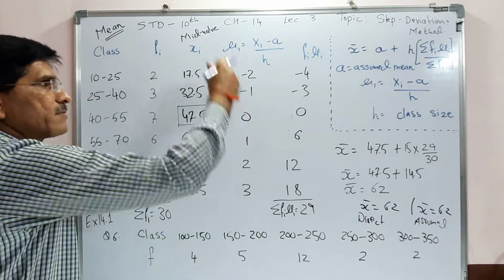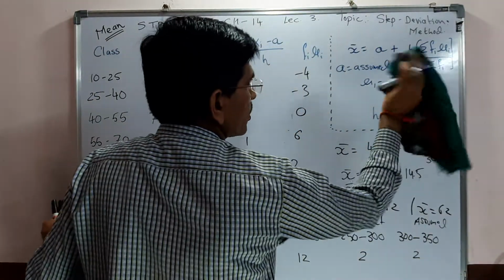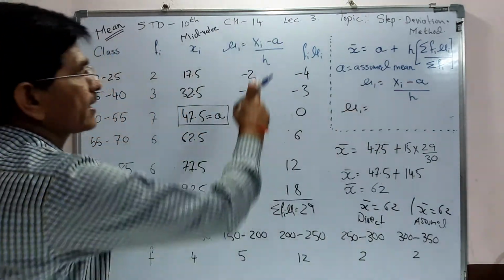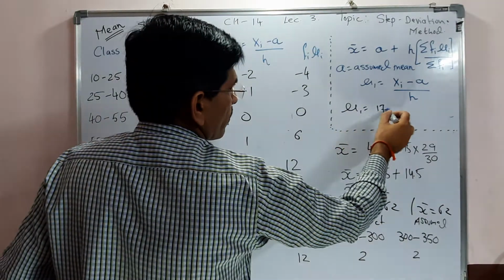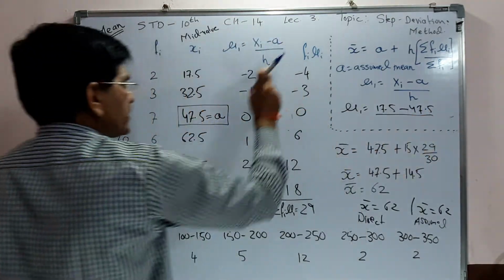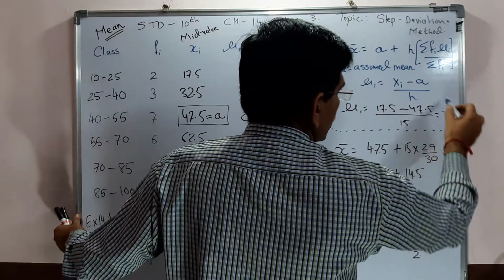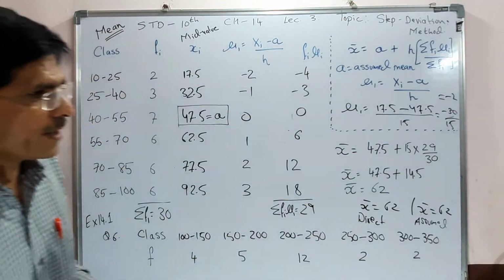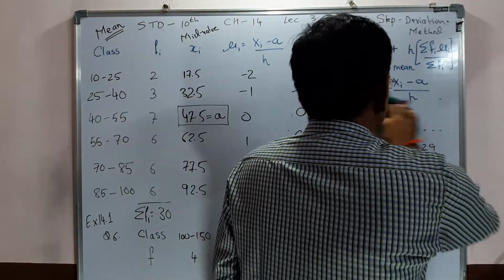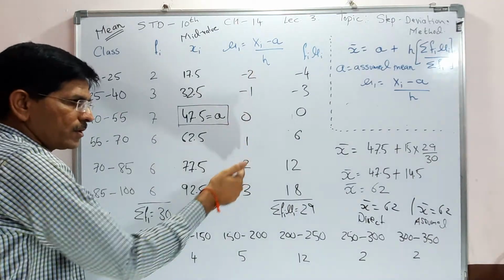And on the upper side always minus 1, minus 2. How we can get minus 1? Again I am explaining. We can calculate here. ui is equal to xi minus a divided by h. So if you will see, xi means 17.5 minus a, that is 47.5, divided by h, that is 15. Now if you calculate you will get minus 30 divided by 15, you will get minus 2. That is why minus 2. But no need to make the calculation. Always remember, whenever you are doing assuming method, at that time you have to put 0 in ui where a is. Minus 1, minus 2, 1, 2 and 3.